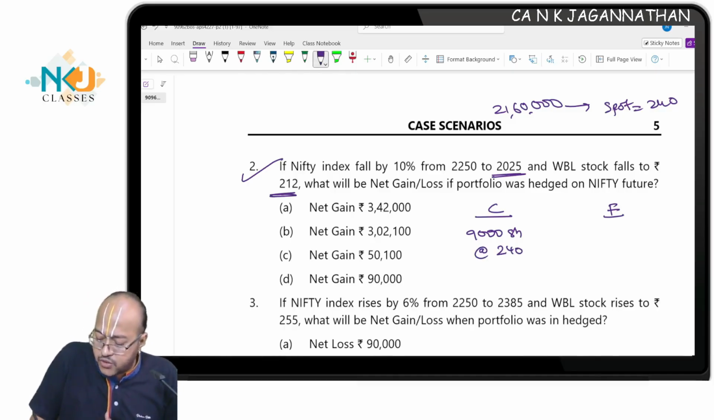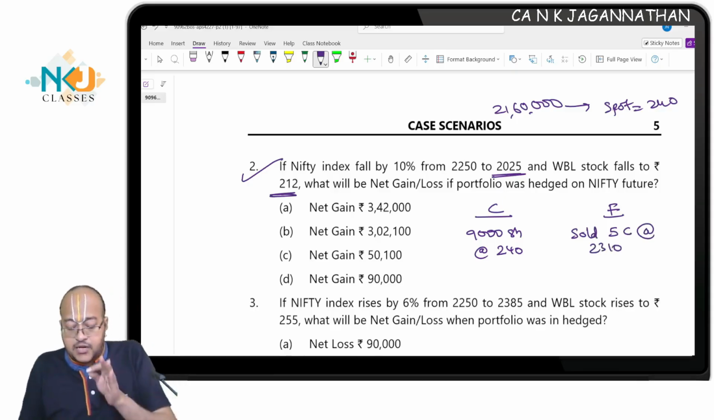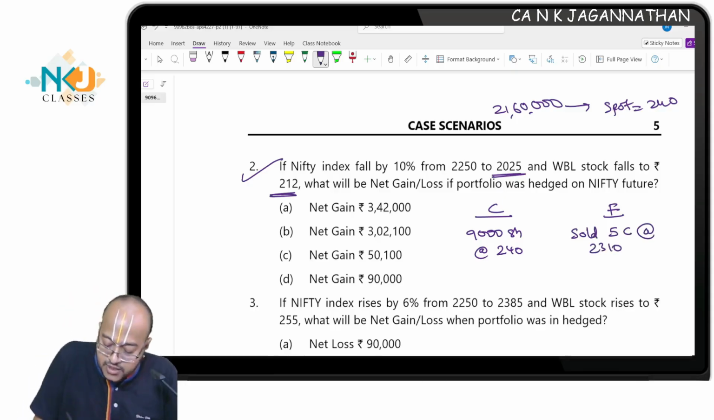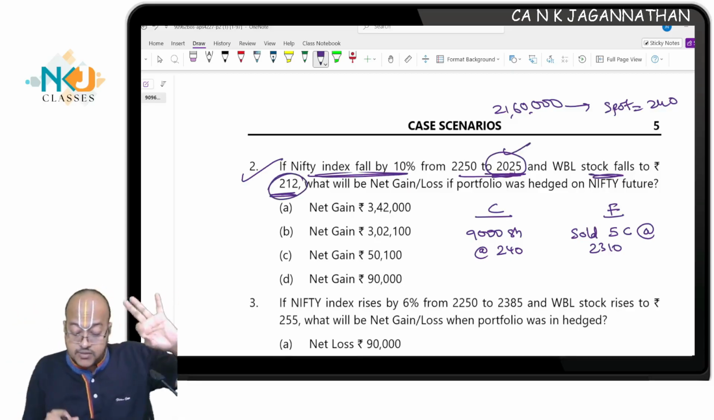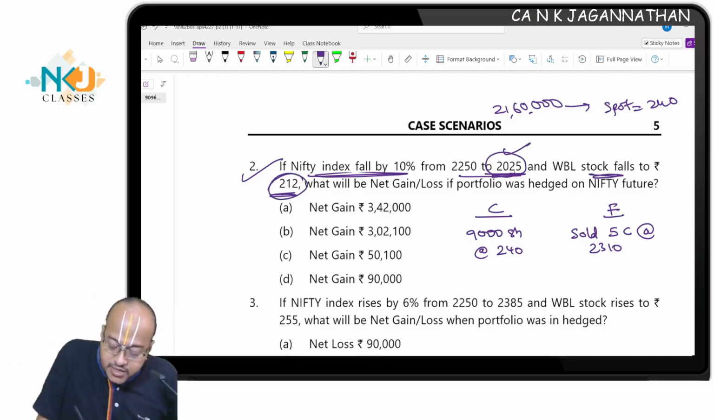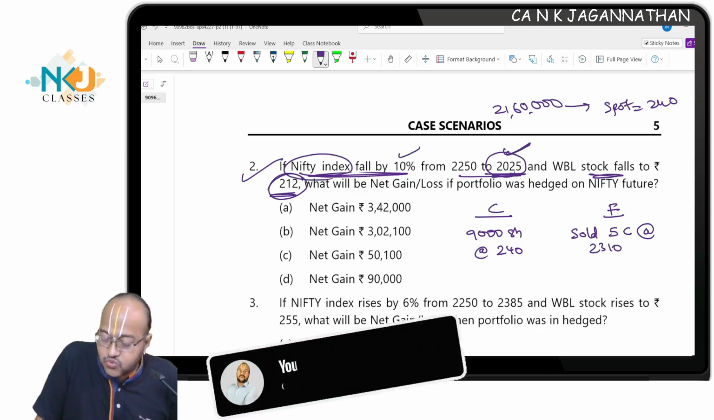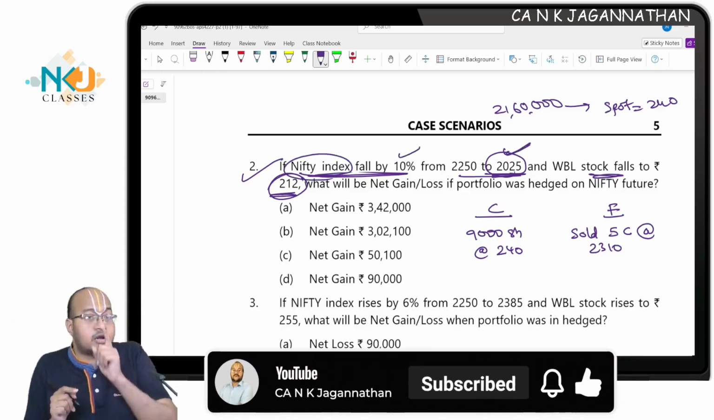Come to the futures market. You have sold futures. How many? 5 futures contracts, at a futures price of 2310. This is what happened. Now you will compute profit or loss. The index falls by 10% and came to 2025, and the stock also falls to 212. Two things happen simultaneously here. One thing to be observed: here they have mentioned Nifty fall by 10% to 2025. This is Nifty and not Nifty futures.